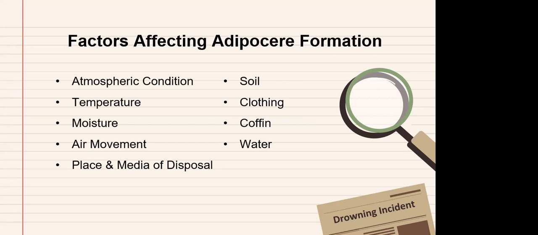Adipocere helps in identification of a person as it preserves the features. It helps in estimating the time since death and the place of disposal of the body. If injuries are present, then they are also preserved, so it helps in establishing the cause of death. And the presence of any adipocere formation indicates signs of death and that the postmortem interval is at least weeks or several months. So next slide.